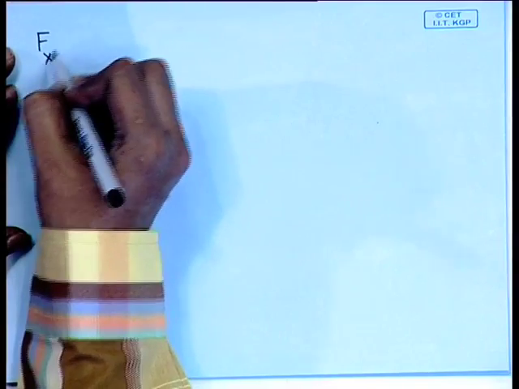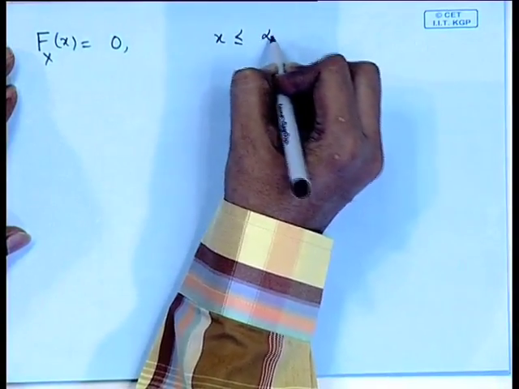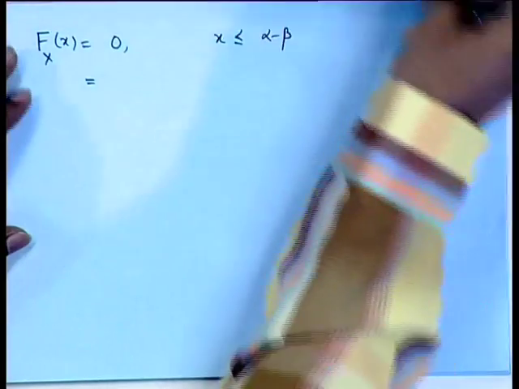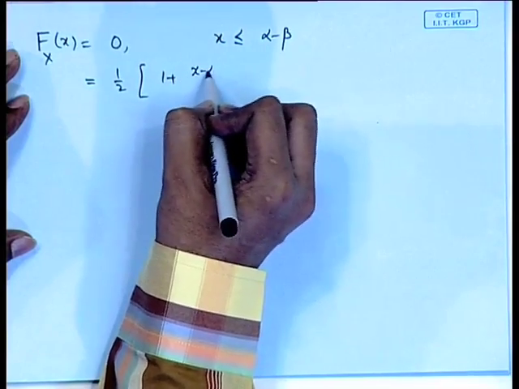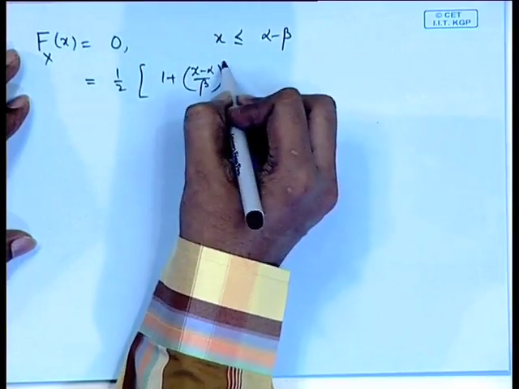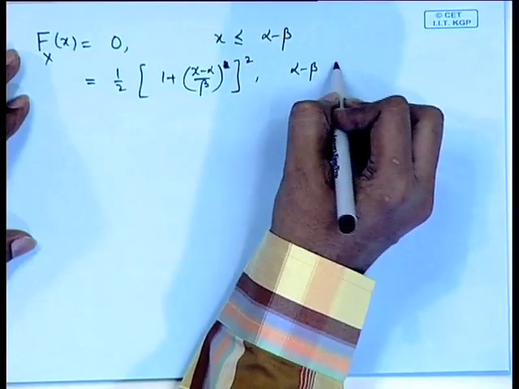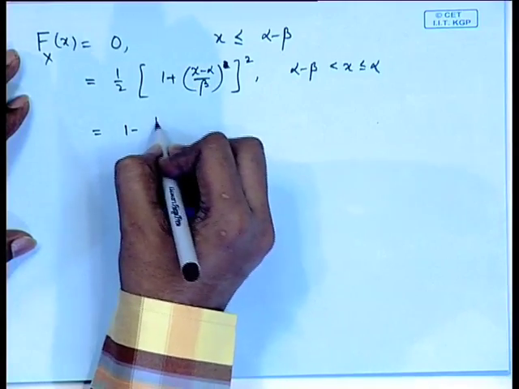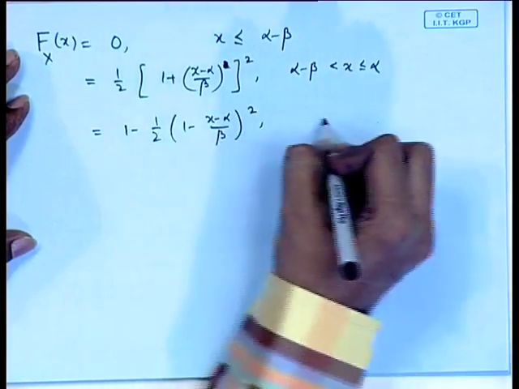Therefore, we can write the complete description of the CDF as: it is 0 for x less than or equal to alpha minus beta, it is equal to half of (1 plus (x minus alpha) by beta) whole square for alpha minus beta less than x less than or equal to alpha, and it is equal to 1 minus half of (1 minus (x minus alpha) by beta) square beyond alpha.